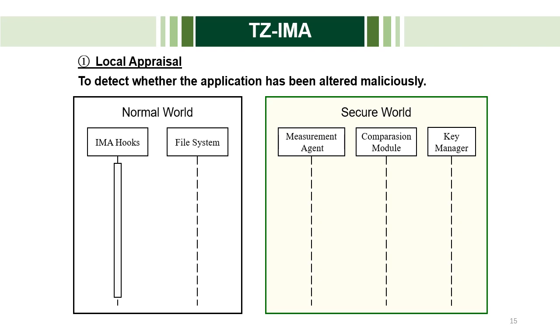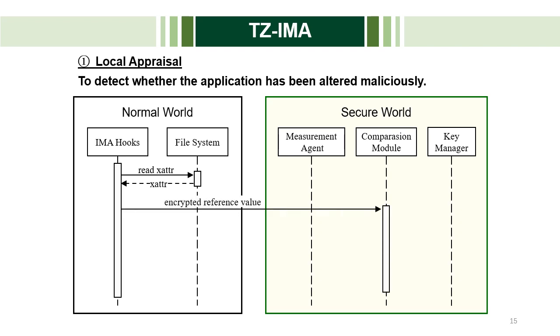The appraisal mechanism can detect whether the application has been altered accidentally or maliciously by appraising an application's measurement value against the reference value. The workflow of application integrity verification is as follows. First, the normal world operating system retrieves the extended attribute value of the application and passes the reference value to the secure world.